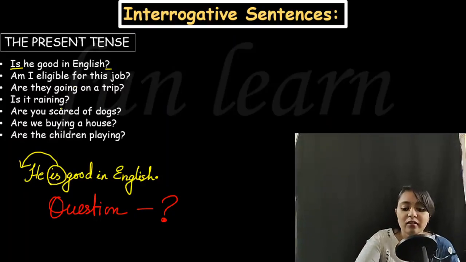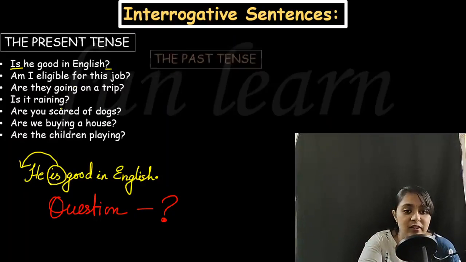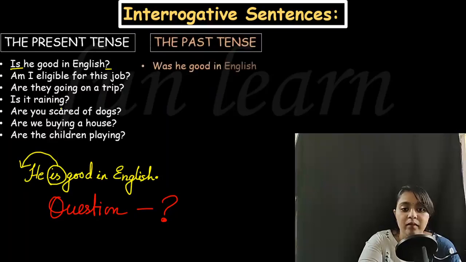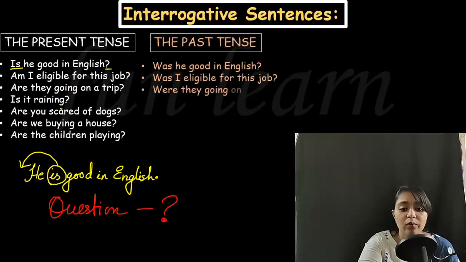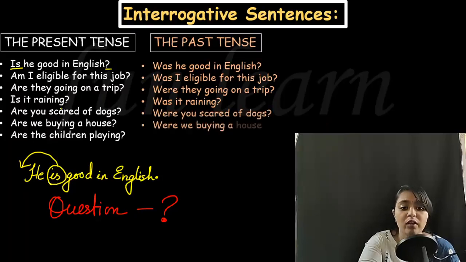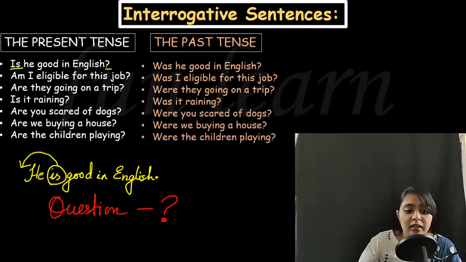So here, let's see how it changes in past tense. Was he good in English? Was I eligible for this job? Were they going on a trip? Was it raining? Were you scared of dogs? Were we buying a house? Were the children playing?